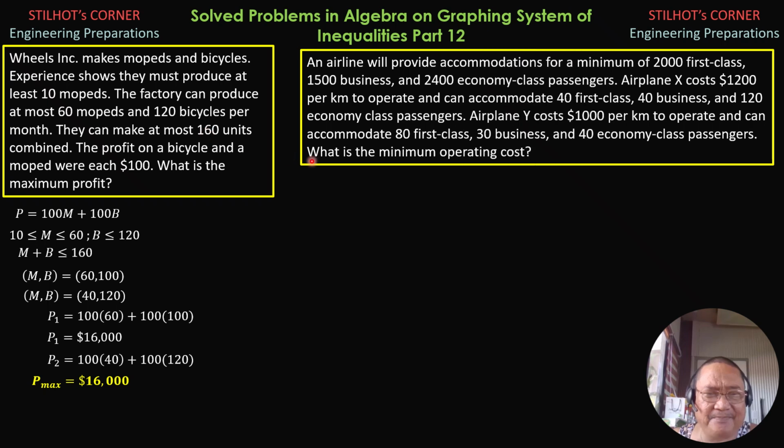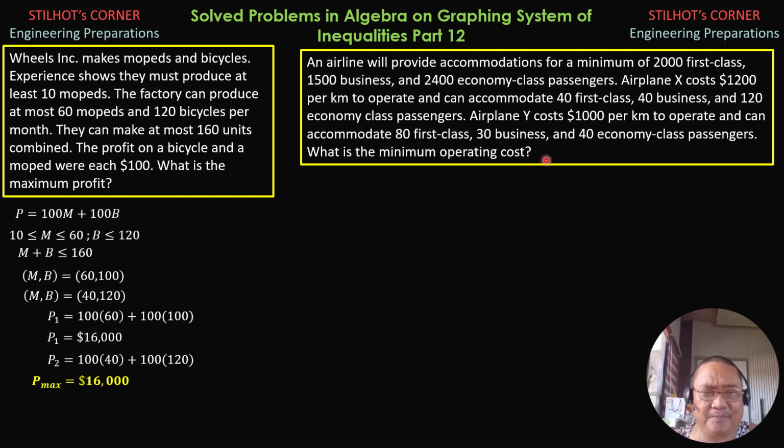For the second problem, an airline will provide accommodations for a minimum of 2,000 first class, 1,500 business, and 2,400 economy class passengers. Airplane X costs $1,200 per kilometer to operate and can accommodate 40 first class, 40 business, and 120 economy class passengers. Airplane Y costs $1,000 per kilometer to operate and can accommodate 80 first class, 30 business, and 40 economy class passengers. So what is the minimum operating cost?